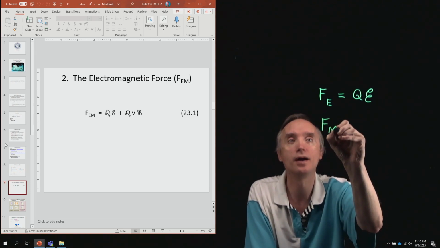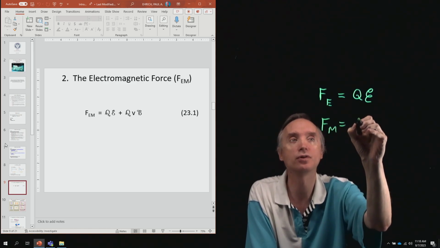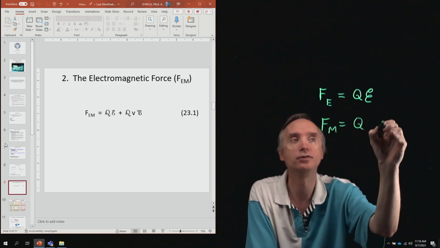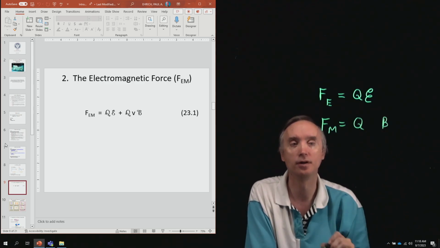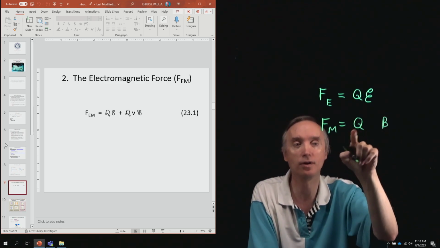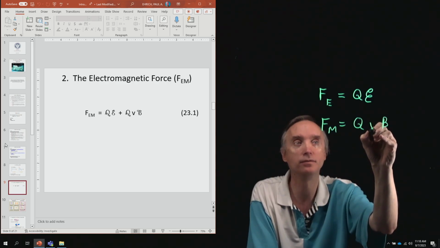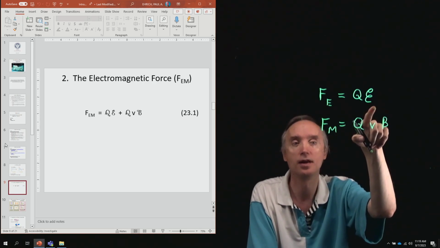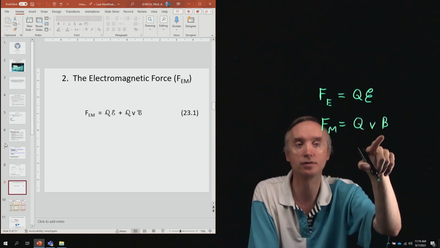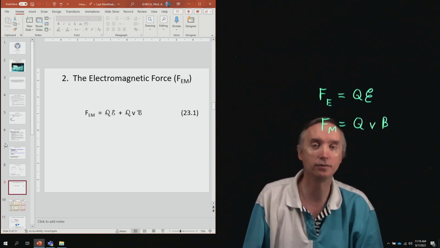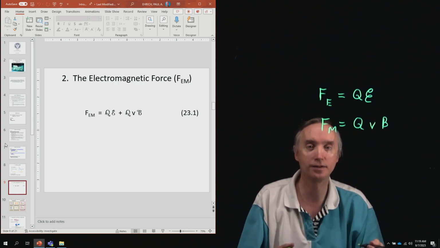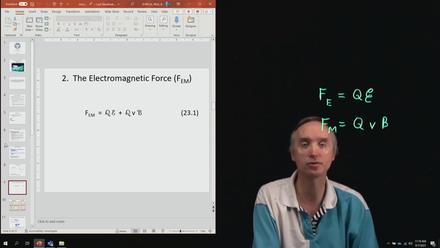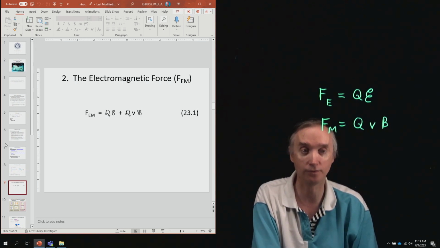So the force of magnetism was when you took a charged particle and you put it into a magnetic field, but that charged particle had to be moving with the speed v. So this was called the electrostatic force, and then this one was the magnetic force. And then if you put the two together, then you have the electromagnetic force. So the electromagnetic force is partially caused by the electric field, and it's partially caused by the magnetic field.